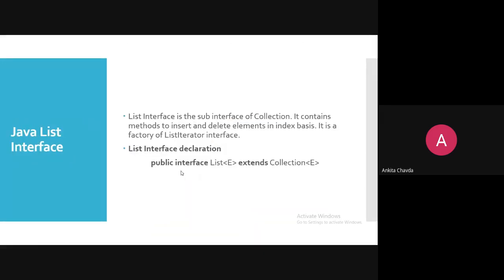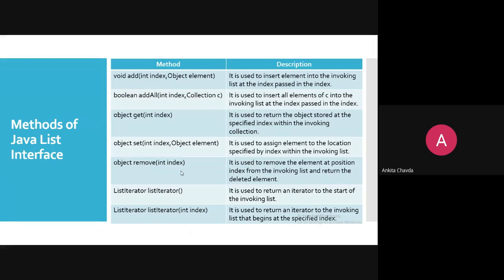We have seen this List interface, right? Some of its methods: how to add an element, add all the elements, get, which will give you the element, right? You can set the element at a particular position. You can remove the element. And here you can even set this listIterator. It is used to return an iterator to the starting of your invoking list. This is what we have seen, that we will use today in our example. That is why I'm repeating this thing, right?